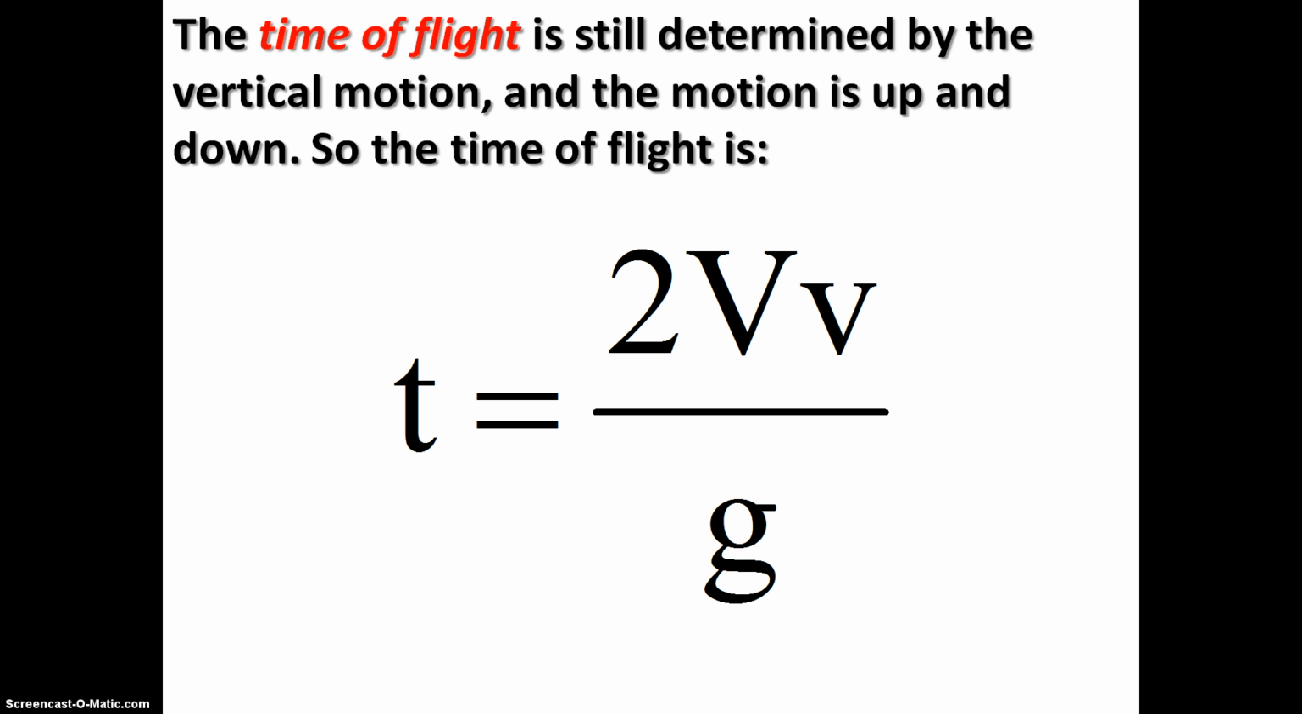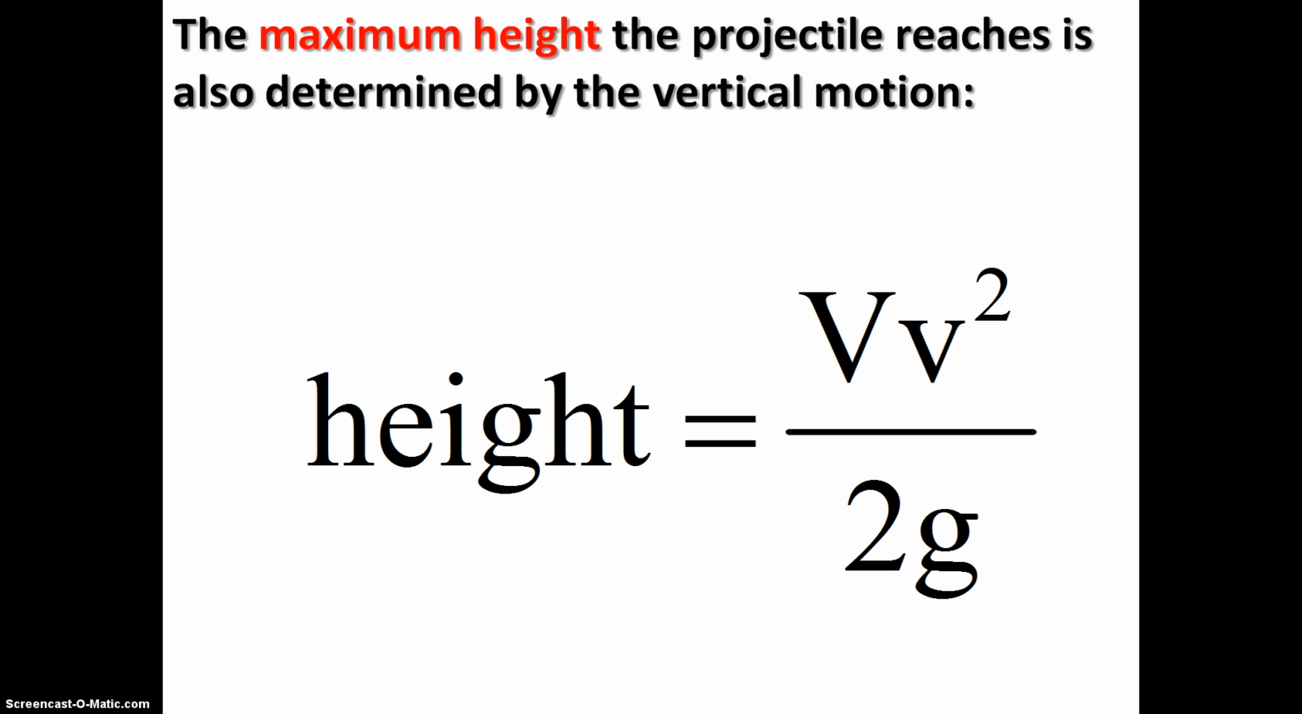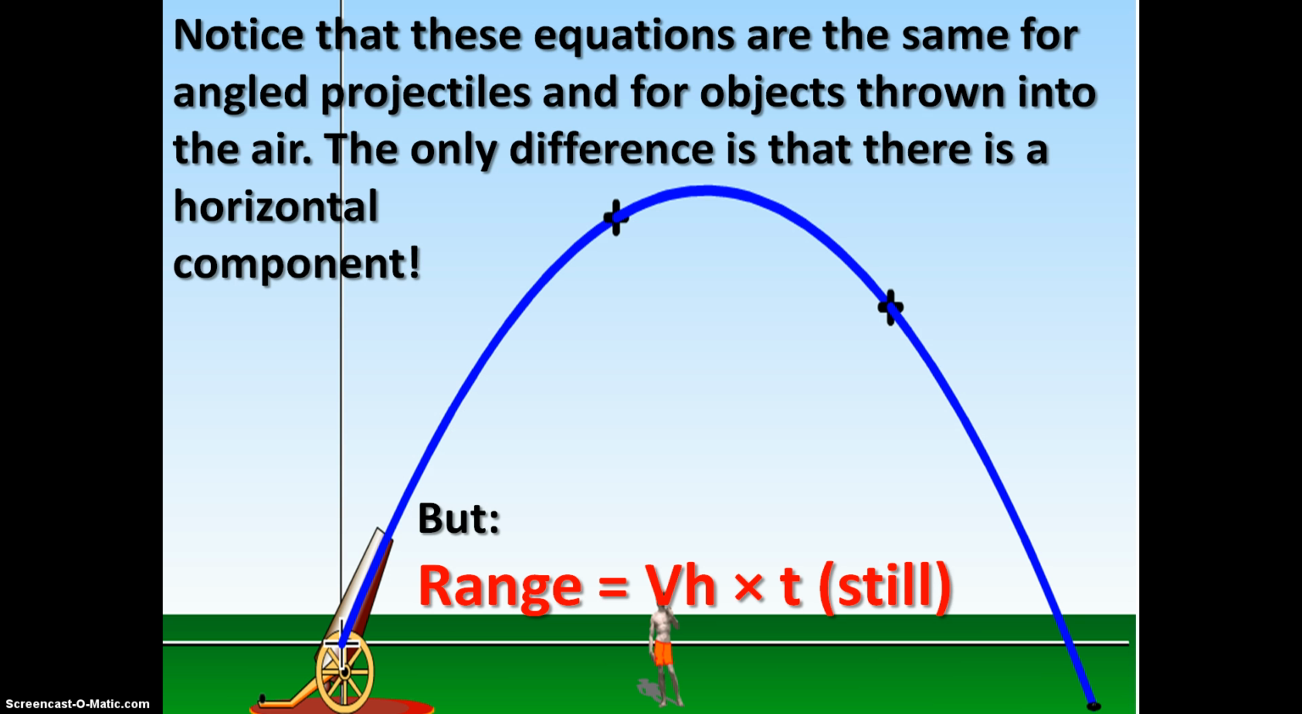The time of flight is still determined by the vertical motion, and that motion is up and down, so T is going to be equal to 2Vv over g. Again, it's the same equation we had before, when we were just tossing something into the air. The maximum height the projectile reaches is also determined by the vertical motion, and that height is going to be Vv squared divided by 2g. Again, exactly the same equation as we had for non-projectile motion.